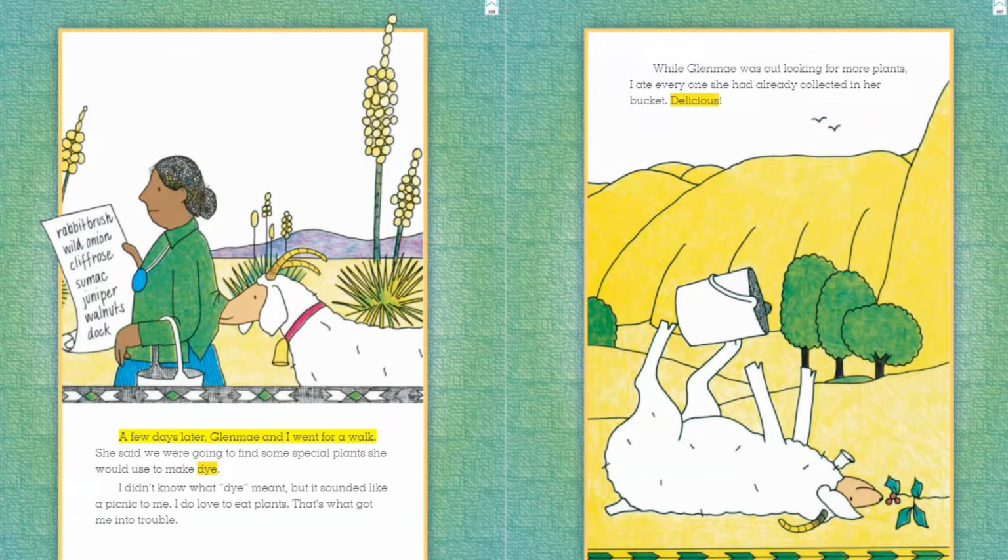A few days later, Glen May and I went for a walk. She said we were going to find some special plants she would use to make dye. I didn't know what dye meant, but it sounded like a picnic to me. I do love to eat plants. That's what got me into trouble. While Glen May was out looking for more plants, I ate every one she had already collected in her bucket. Delicious!